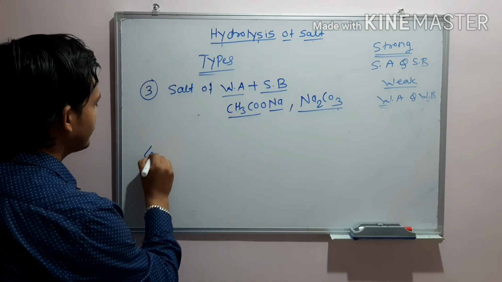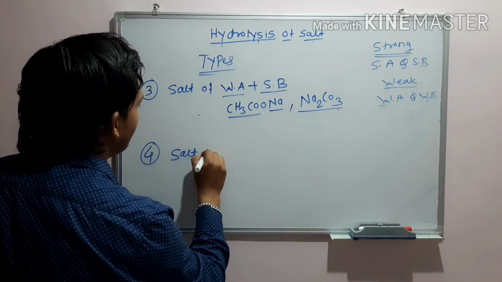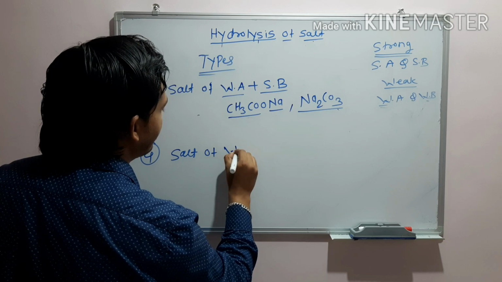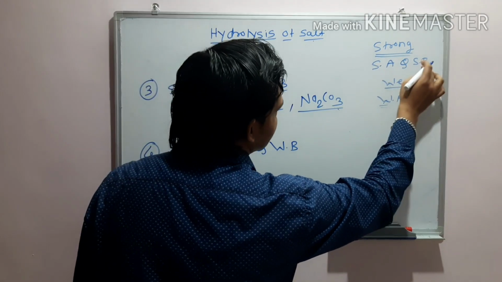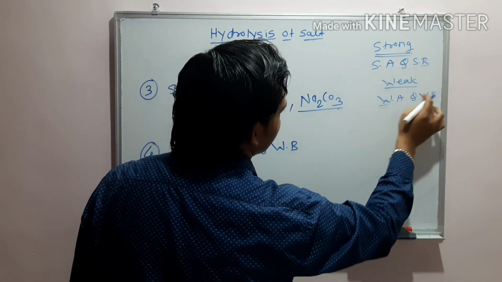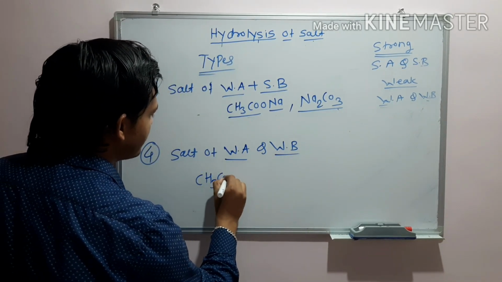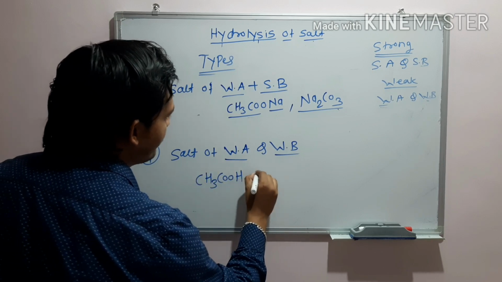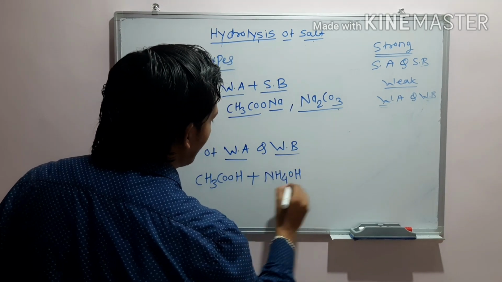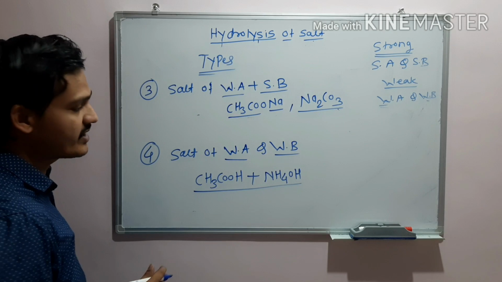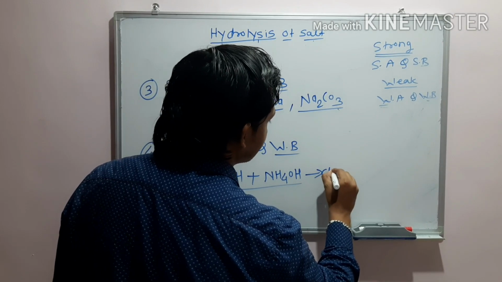Now let us move to the fourth type. Salt of weak acid and weak base. Strong acid, strong base, strong acid, weak base, weak acid, strong base, weak acid, weak base. So, what is a weak acid? Example for weak acid is CH3COOH, plus weak base NH4OH. So, what is our principal product? CH3COONH4, that is ammonium acetate.